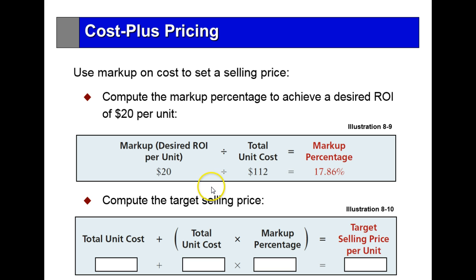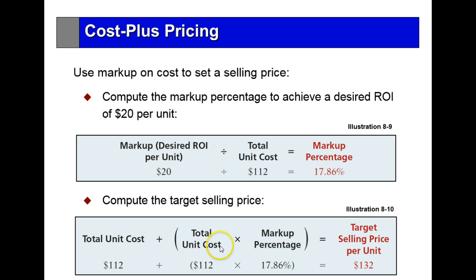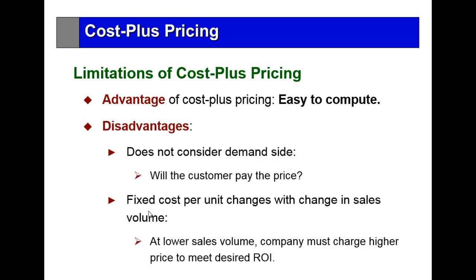Compute the target selling price. If we know our costs are $112 and our markup percentage is 17.86%, or our 20 bucks, that helps us determine our selling price. So guys, we're basically doing the same thing, just with different variables that they give us.